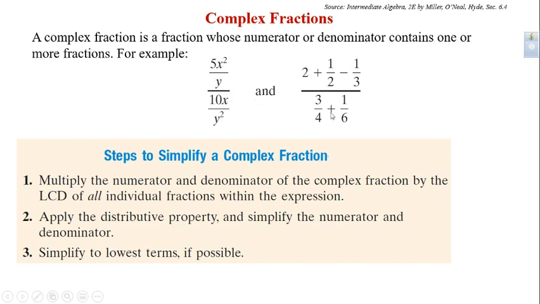In this other example, an arithmetic example, we have a sum of 2 plus a half minus 1/3 divided by the quantity 3/4 plus 1/6. So that's a complex fraction.